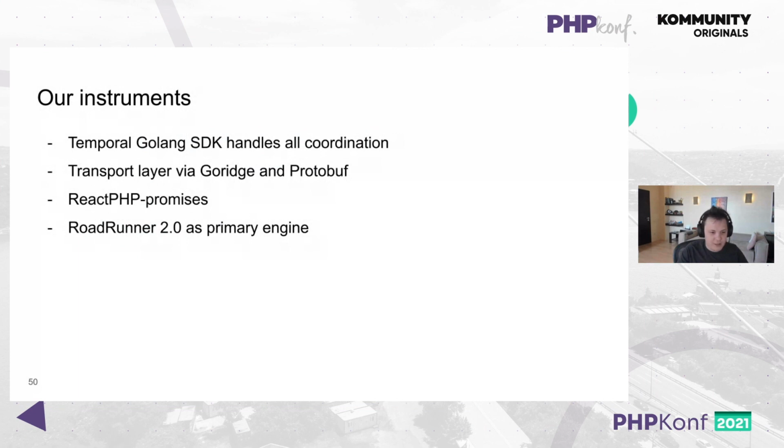So what did we have on our hands to make this integration work? Number one, we had the Temporal Golang SDK, which handles pretty much all of the coordination work, and it's been beautiful for us because we saved a few years of engineering. The Temporal team specifically opened an internal API for us, which allowed us to hook into the engine at a much deeper layer. We have a transport layer to communicate between the processes and workers using the Goridge protocol and protobuf. We used ReactPHP promises to build an async PHP-based way to write the workflow definitions. All of the workflows are async. And we use RoadRunner version 2 as the primary engine to supervise all of that and glue it all together.